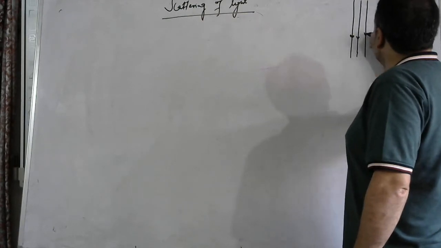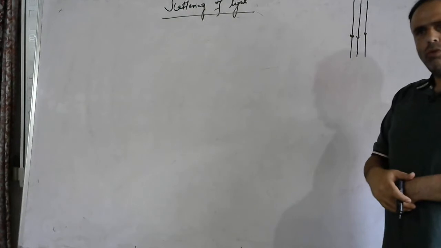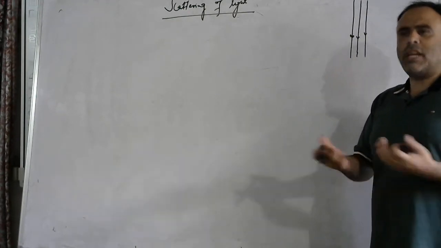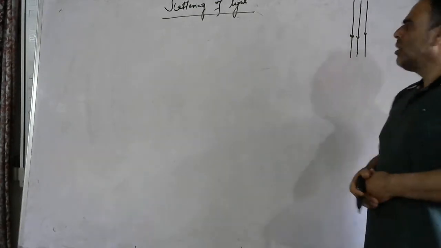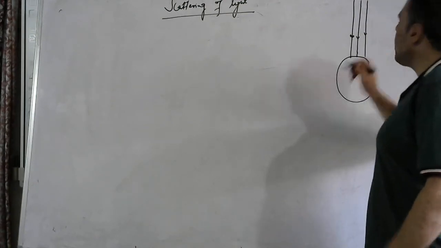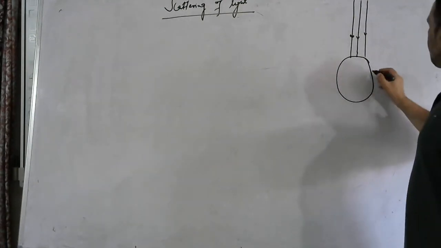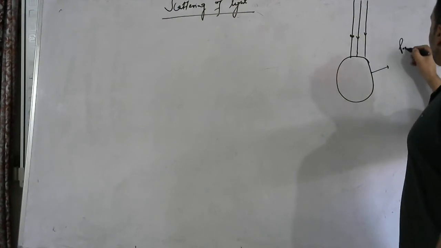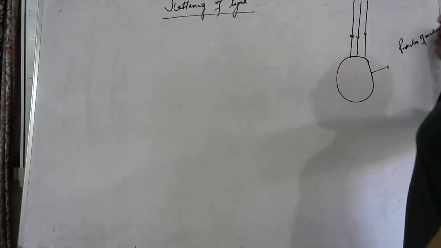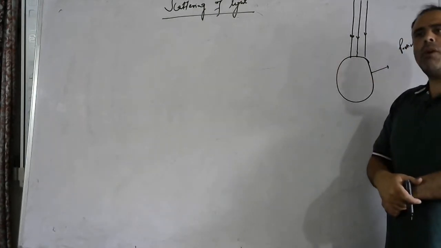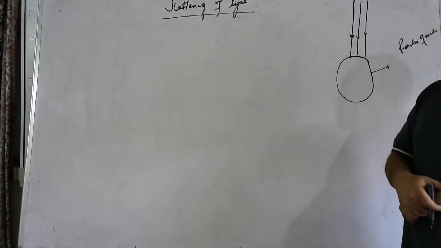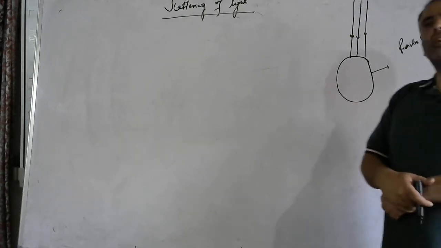Now, when light coming from the source passes through a medium, such as air, this light interacts with the particles of the medium. This light interacts or collides with the particles of the medium through which it passes.